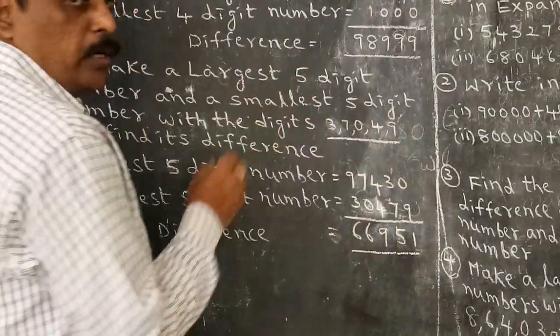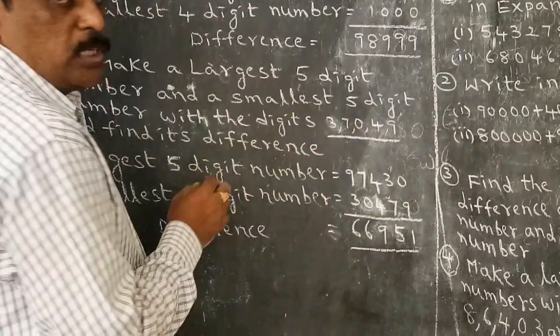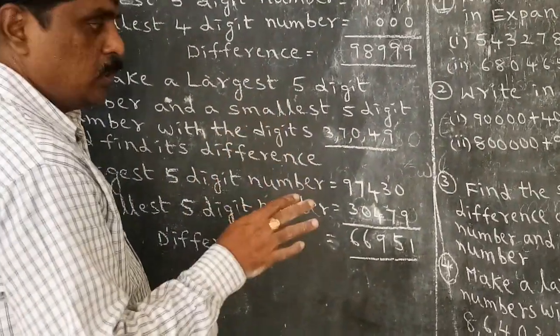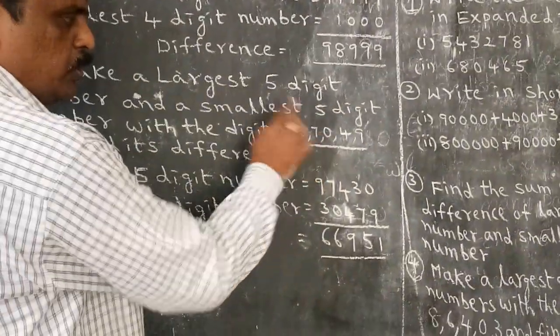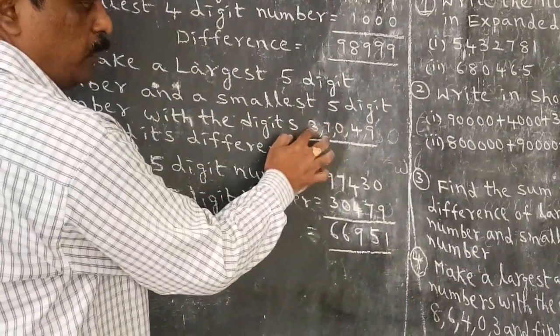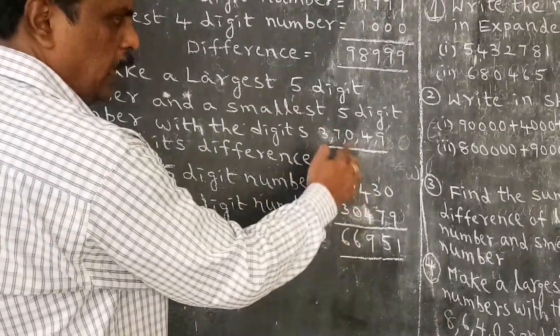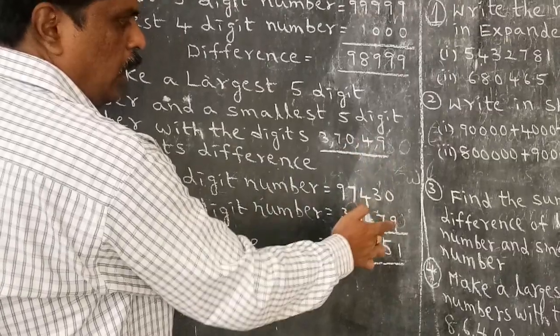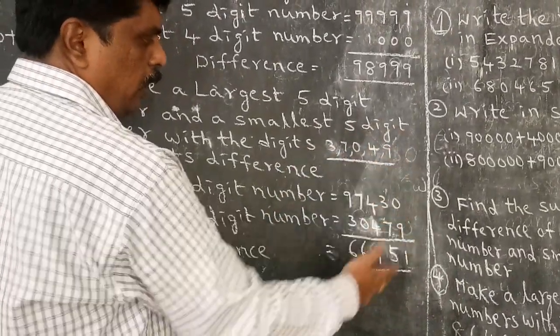So what is the smallest 5-digit number with these digits? We already know that 0 is the smallest digit, but we cannot write the 0 first. I have to write the next smallest digit after 0. After 0, the smallest is 3, so I have to write 3 here. Next I have to write 0, and then the next smallest digit is 4, then 7, and the last is 9.